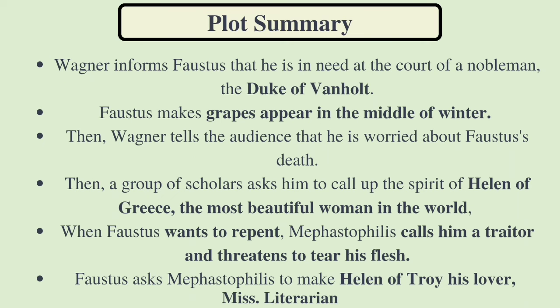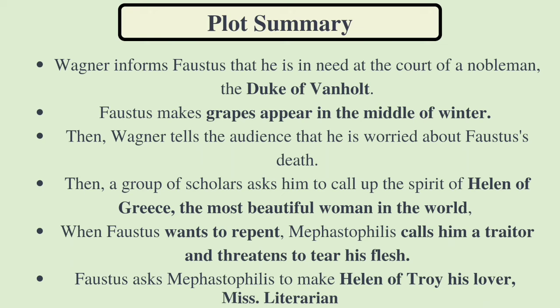Sometime later, Wagner appears and informs Faustus that he is requested at the court of a nobleman, the Duke of Vanholt. Faustus appears in front of the Duke's court and entertains the Duke and Duchess with his magic. That was in the middle of winter. The grapes are unavailable, but the Duchess asks Faustus to make grapes appear in front of them. Faustus, with his magic, makes grapes appear in front of the Duchess and they are delighted by his magical skills.